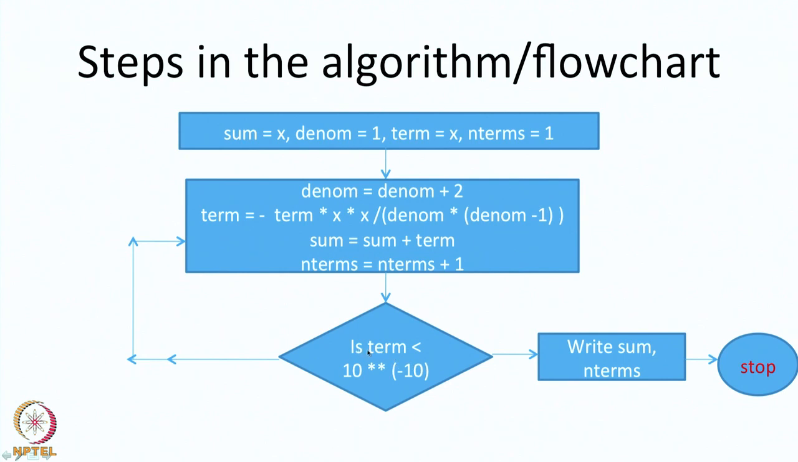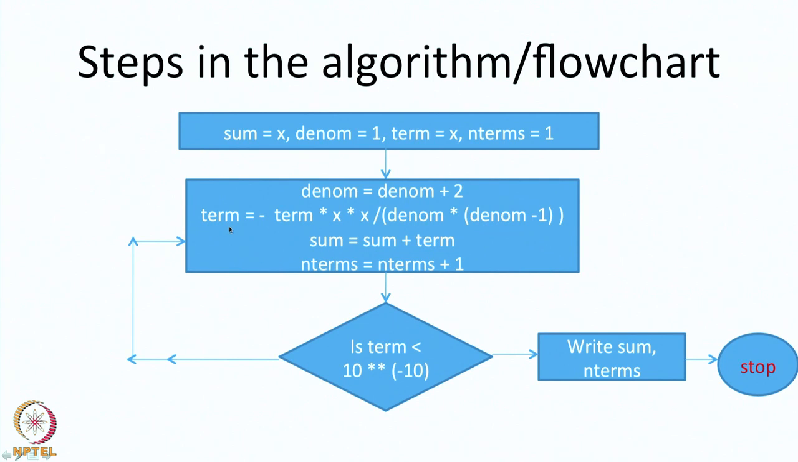Therefore, instead of is term less than this, it should be is absolute value of term less than this number. So, suppose that value is greater than 10 to the minus 10. I go back. So, I start again. What do I do? Denominator is denominator plus 2. Last time the denominator was 3, now it is 5.